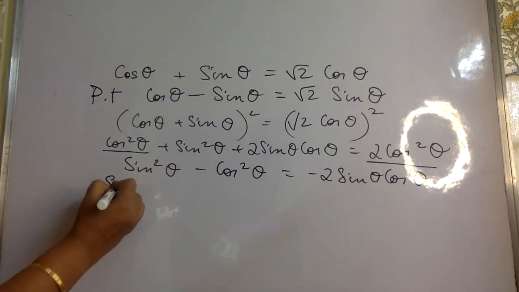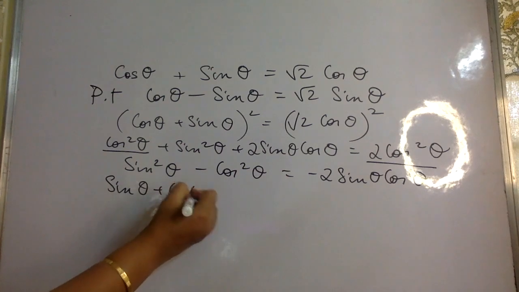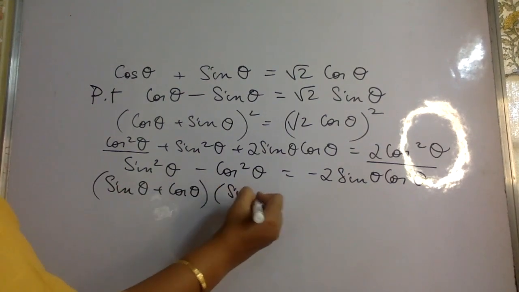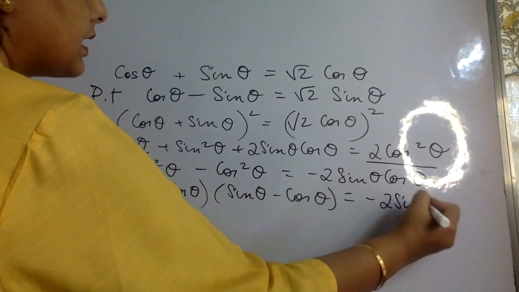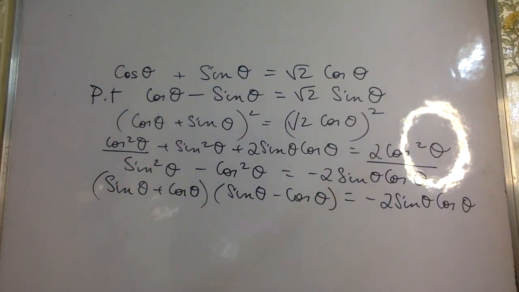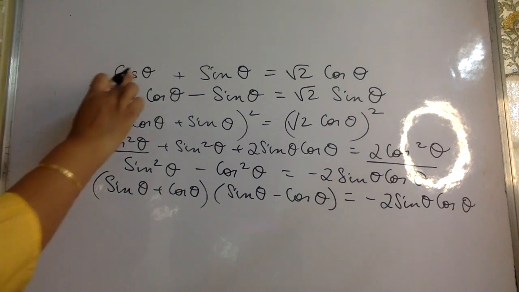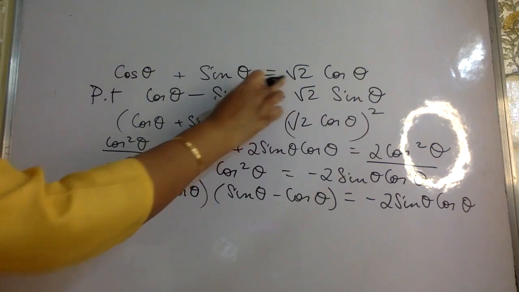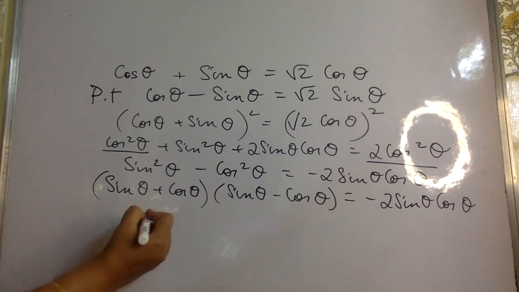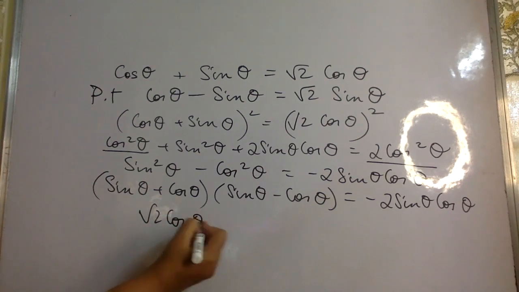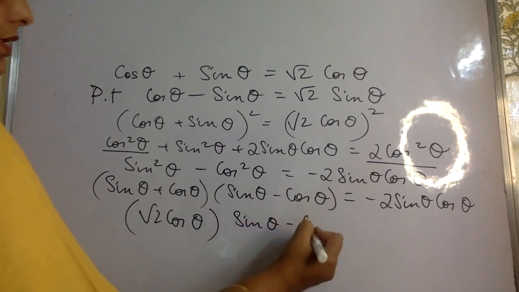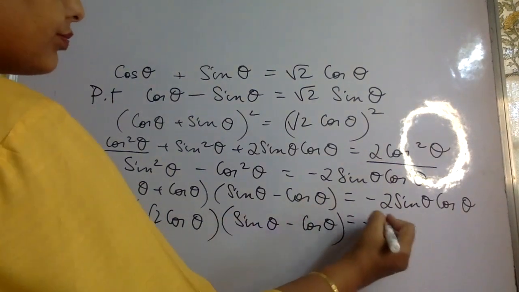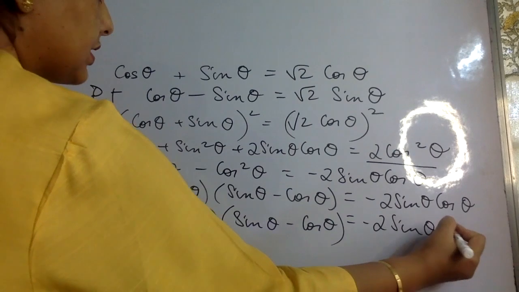We have sin theta plus cos theta. We are using the identity a plus b, a minus b. That is minus 2 sin theta cos theta. So now, for sin theta plus cos theta, we are going to substitute this. We are going to put a root 2 cos theta once again here. And then sin theta minus cos theta, and that is equal to minus 2 sin theta cos theta.